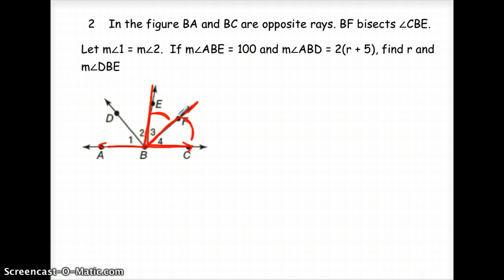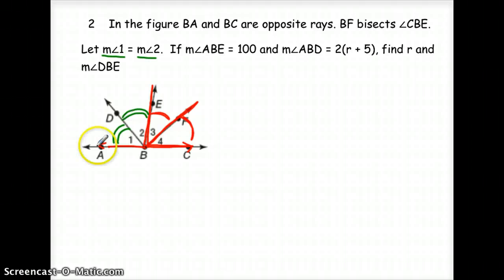So I'm going to mark those 2 equal. And then angle 1 and angle 2 are equal. So when I come over here to 1 and 2, I'm going to mark them in a different way. Do you guys see how I'm giving it a double curve? So I'm marking it in a different way.